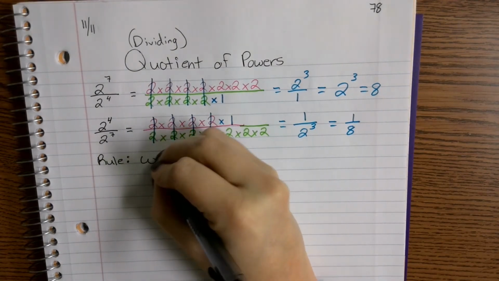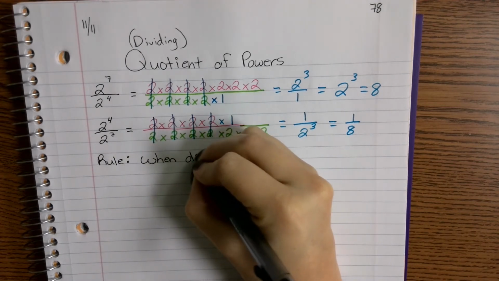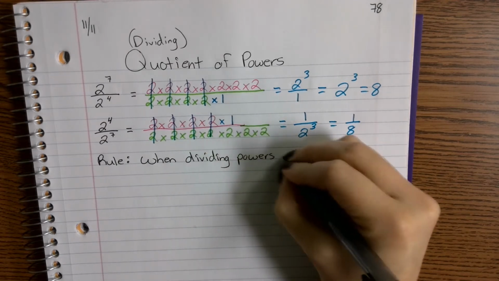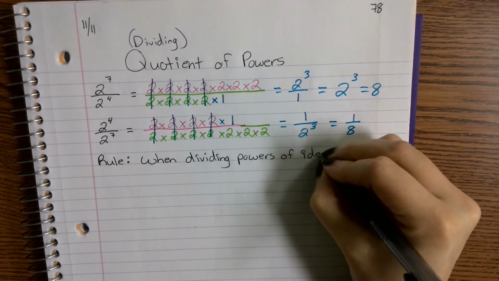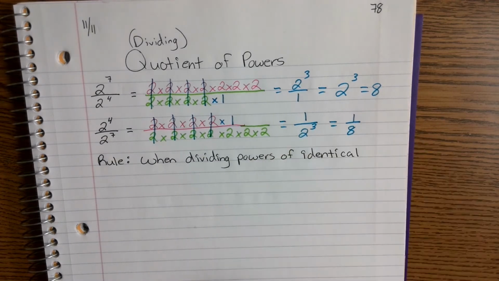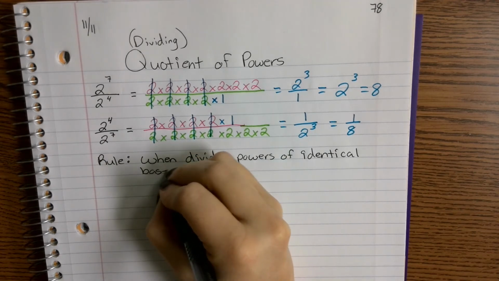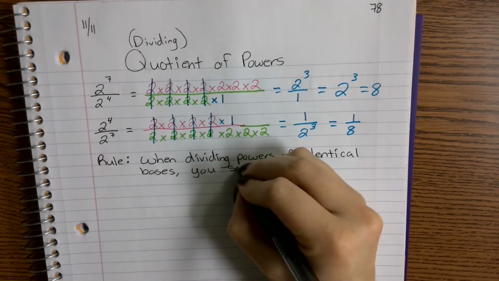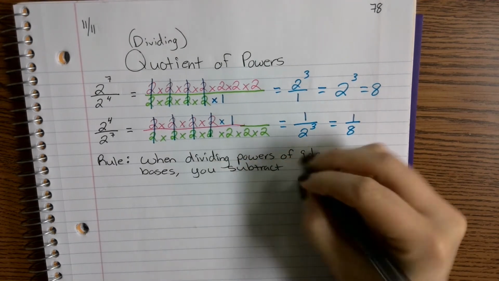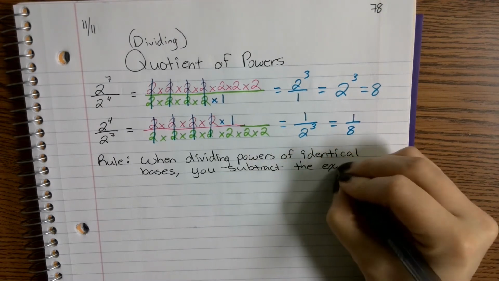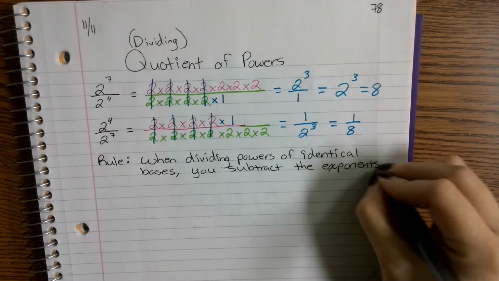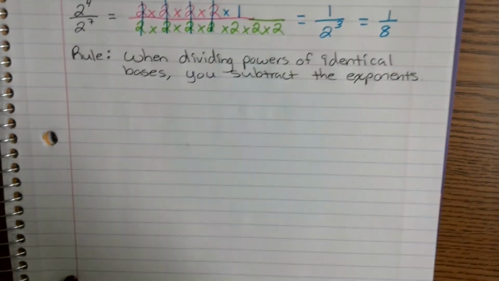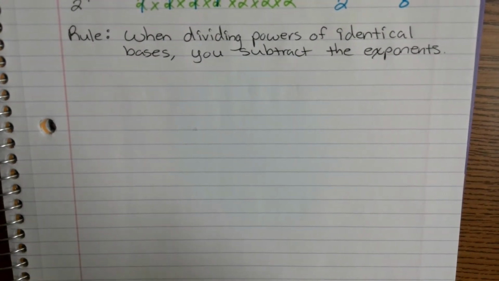So let's write that rule down. So for our rule, when dividing powers of identical bases, because remember, it also has to be that the bases are identical in order for you to follow this rule. So when dividing powers of identical bases, you subtract the exponents. If you're dividing powers of identical bases, you're really just going to subtract the exponents.